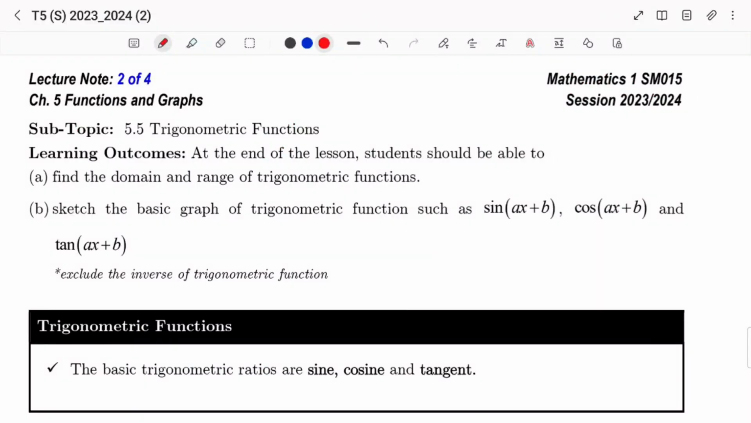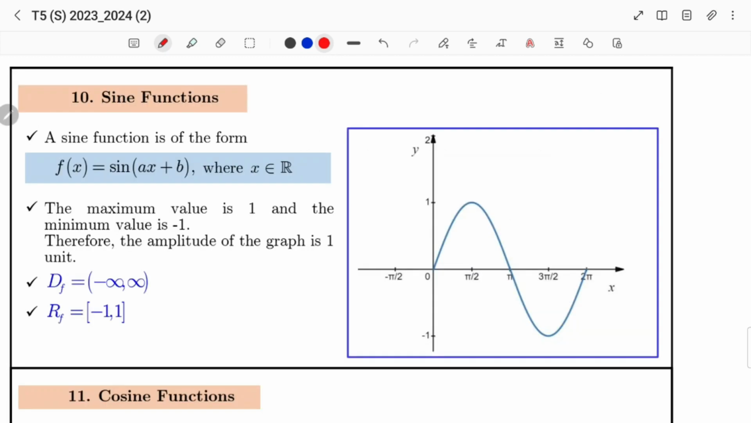0.5 Trigonometric functions. At the end of the lesson, students should be able to find the domain and range of trigonometric functions, sketch the basic graph of trigonometric functions such as sin(ax + b), cos(ax + b), and tan(ax + b). For the sine function, it can be written as f(x) equal to sin(ax + b), where x is a subset of real numbers.